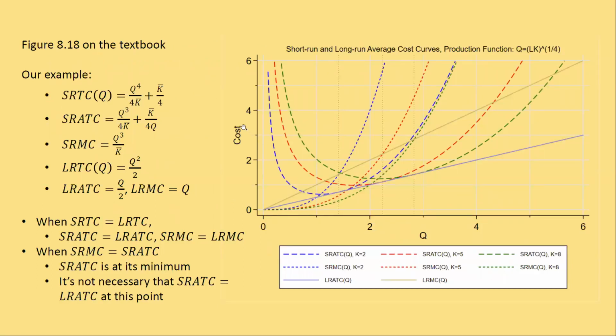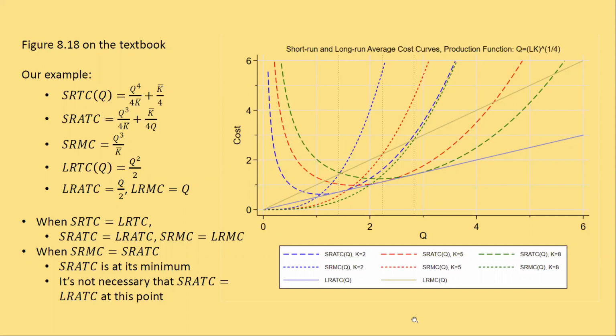All right. So here we are. This is an even more complicated graph that shows the relationship between our short-run average total cost and the long-run average total cost. So let me first introduce what is on the graph. Same as the previous graph, I'm looking at three specific values of capital that is fixed in the short run. That is k equals 2, k equals 5, and k equals 8.